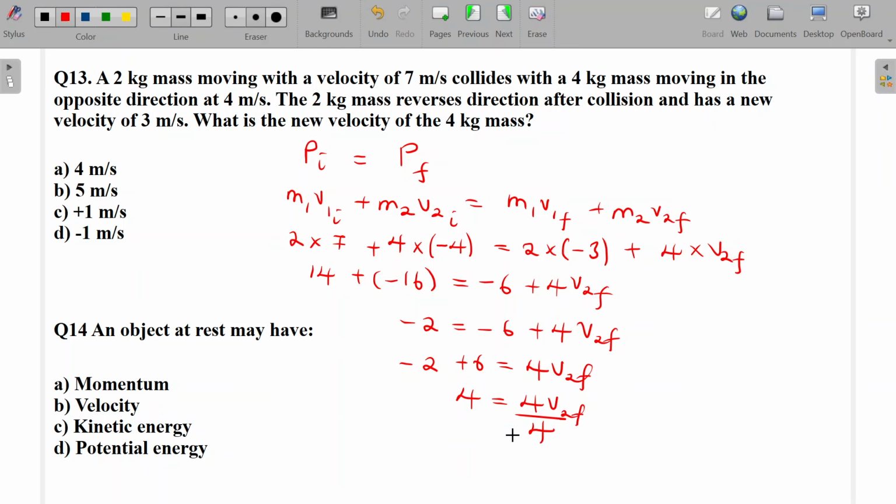When I divide by 4 on this side and that side, I get v2f equals 1, which is positive 1 meters per second. So our answer in this case is C, which is here. Are we together?